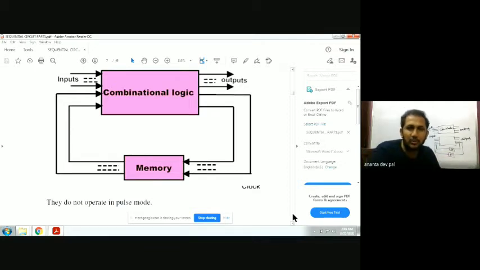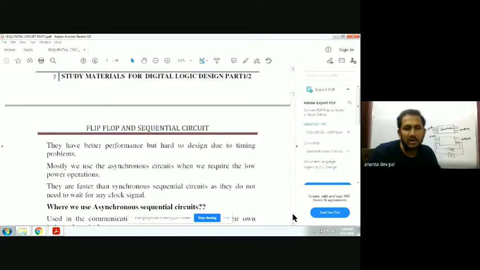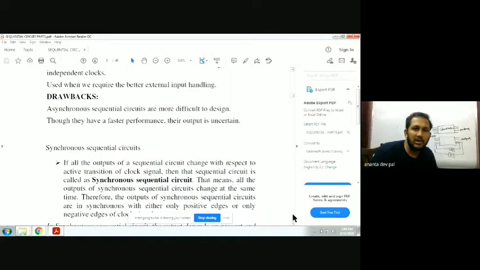Input depends on output. All outputs are not changed by a single clock pulse. They do not operate in pulse mode. They have better performance but are hard to design due to timing problems. We use asynchronous sequential circuits with independent clocks when we require better external input handling. Drawbacks: it is more difficult to design, though it has faster performance capabilities.